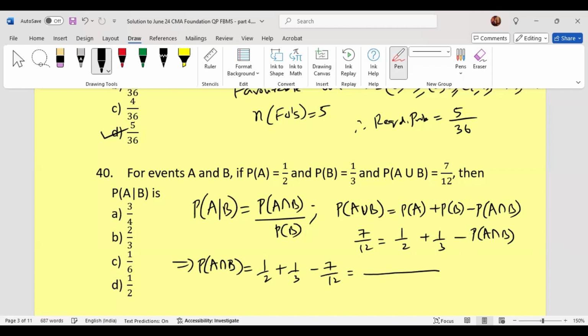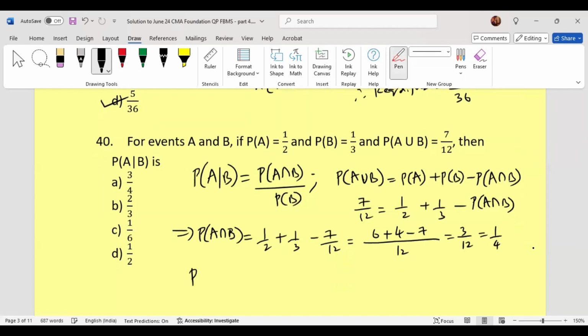The LCM for these three terms is 12. So 2 into 6 times you get 12, so 6. 3 fours are 12, so you get 4. Here it is 7. So 6 plus 4 is 10, minus 7, you get 3 by 12. 3 by 12 is nothing but 1 by 4. So now we can find the probability of A given B. That will be 1 by 4, which is P of A intersection B, divided by P of B, which is given already in the question as 1 by 3. So this will be 1 by 4 multiplied by 3 by 1. So the final result is 3 by 4, which is option A.